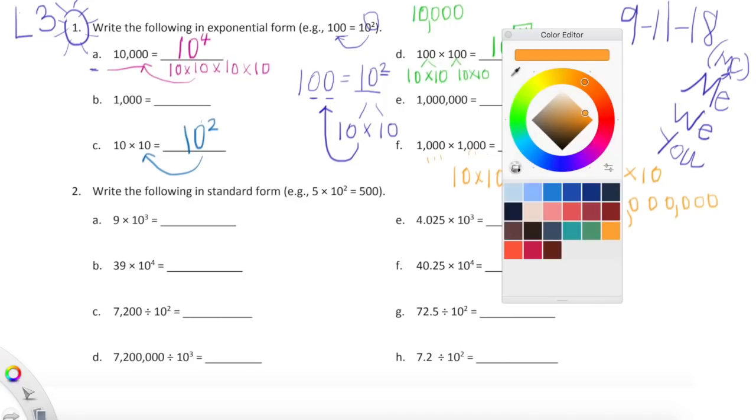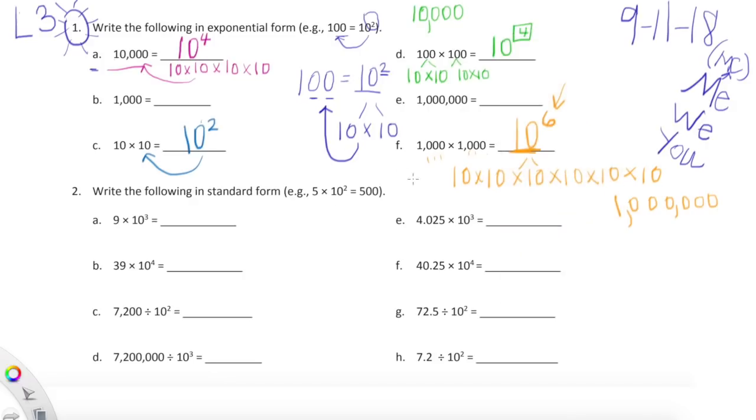Okay, so let's go down here to the second part and we're going to work through a few more problems. And then, as you know, when you come into class on Wednesday, we are going to continue working through this together. Here in number 2, we are to write the following in standard form. Standard form is just the number. It's just the basic value.